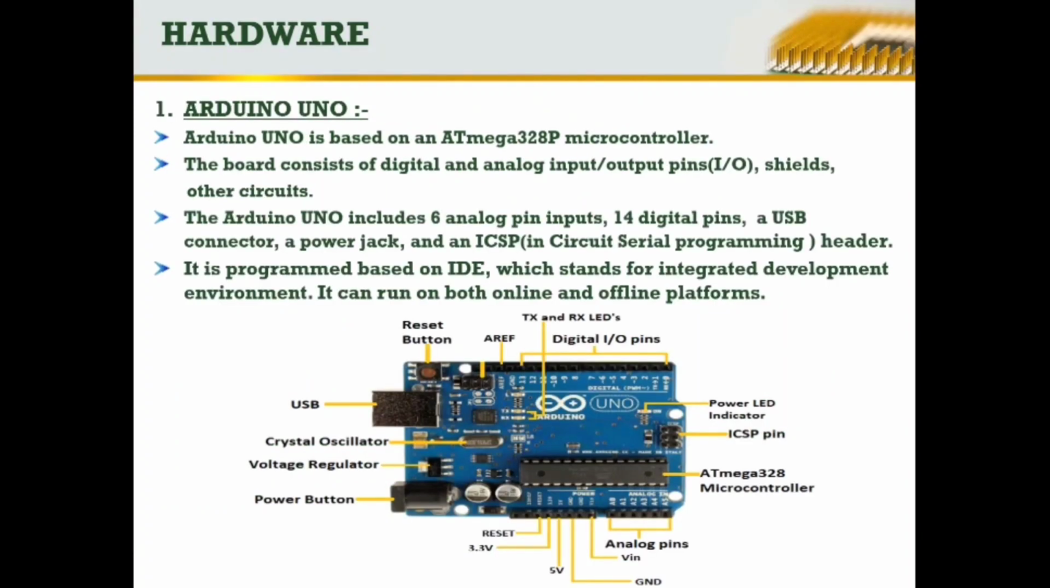First is hardware. Arduino Uno. Arduino Uno is based on the ATmega328P microcontroller. The board consists of digital and analog input and output pins, shields, and other circuits. The Arduino Uno includes 6 analog pin inputs, 14 digital pins, a USB connector, a power jack, and an ICSP, in-circuit serial programming header. It is programmed based on IDE, which stands for Integrated Development Environment. It can run on both online and offline platforms.